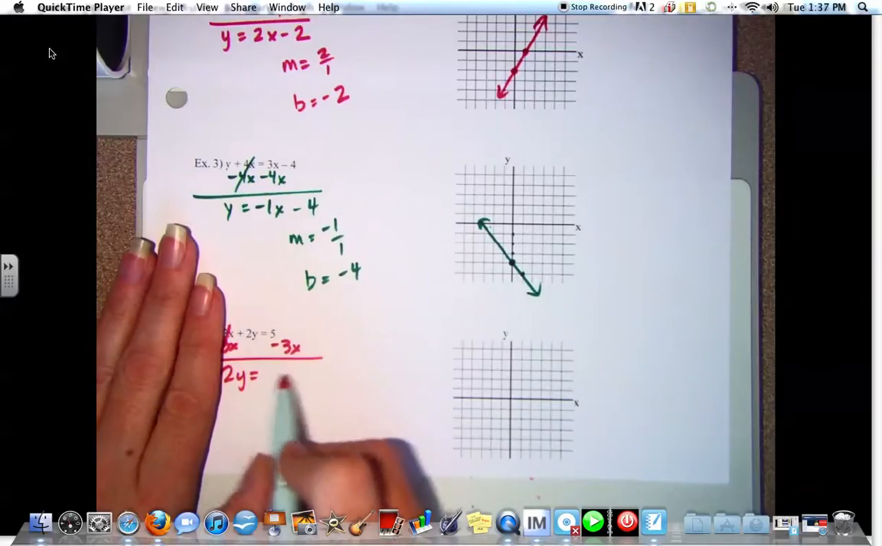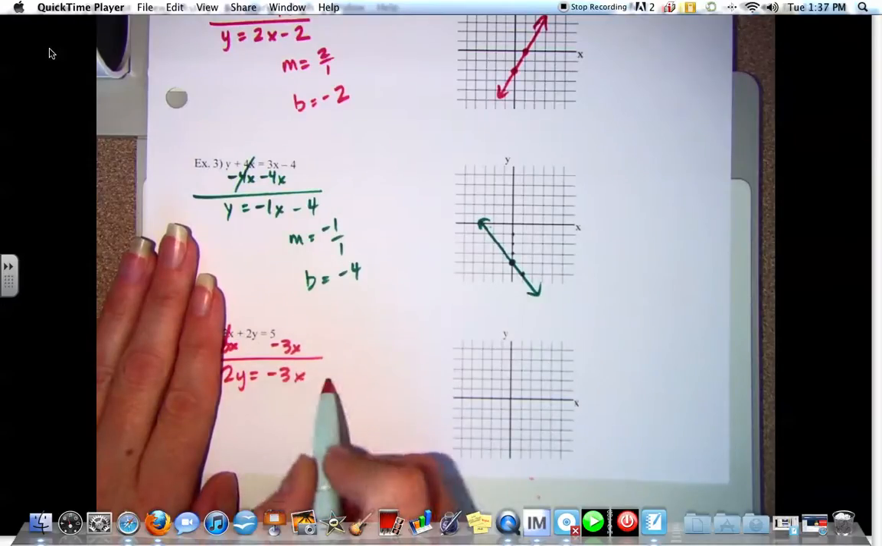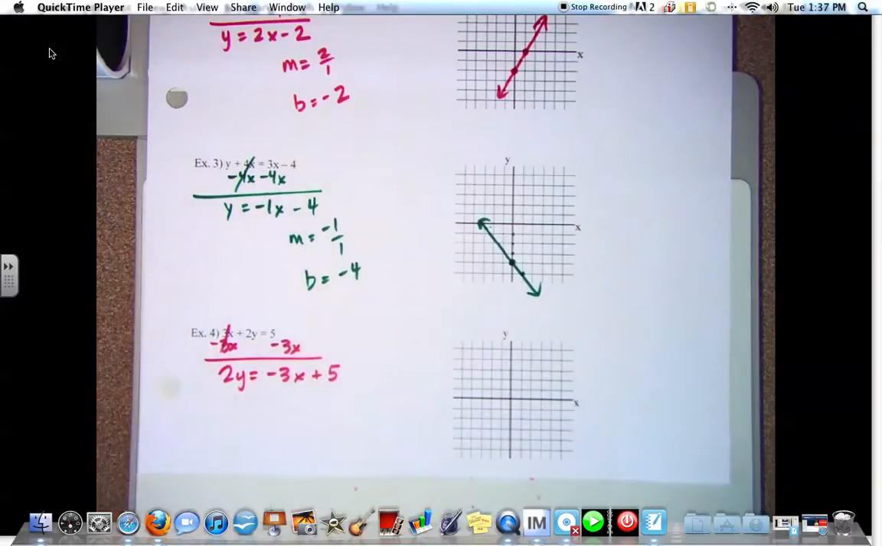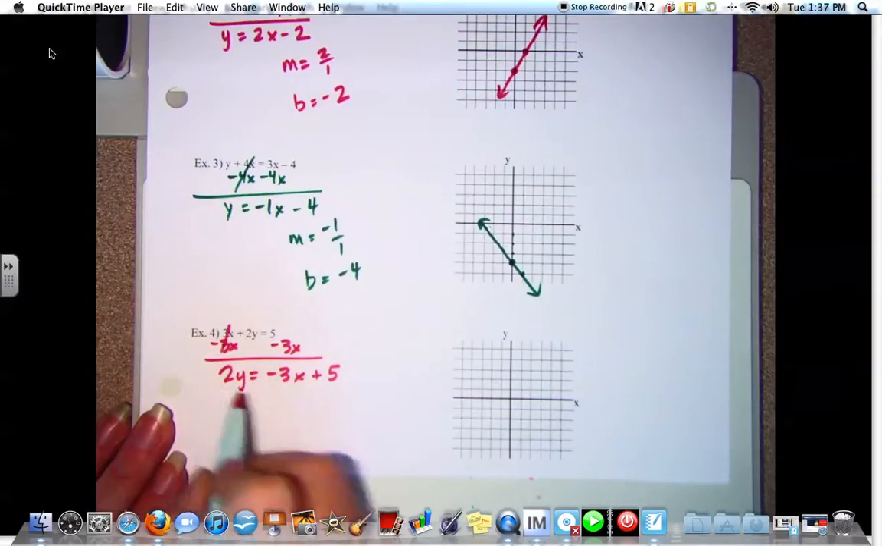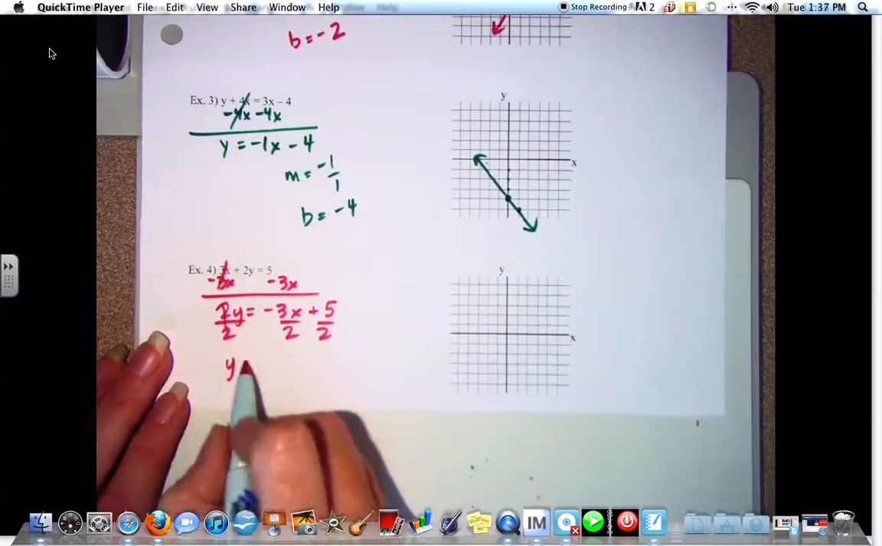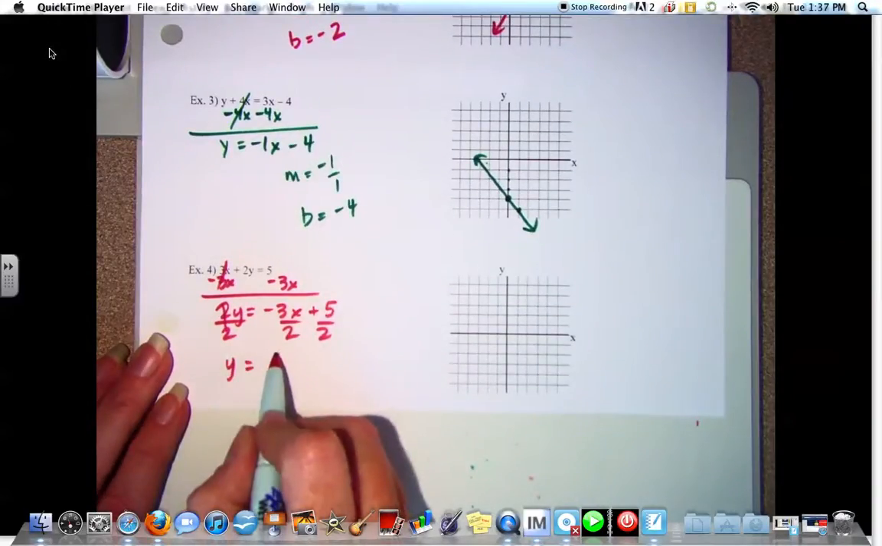anything with the x listing it first is helpful. Do we have to? You do not have to. All right, so now I have 2y equals negative 3x plus 5. Chelsea. Divide by 2. All right. Divide what by 2? Everything. So I have y equals 5 over 2 minus 3 over 2x.